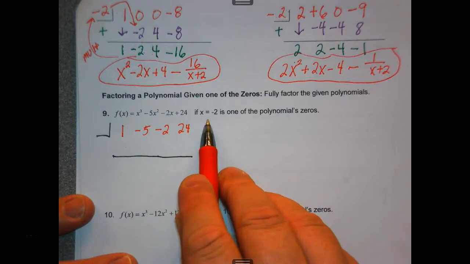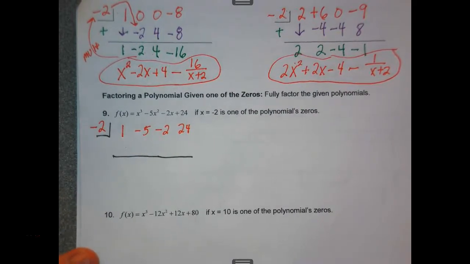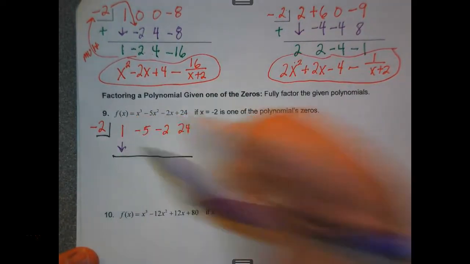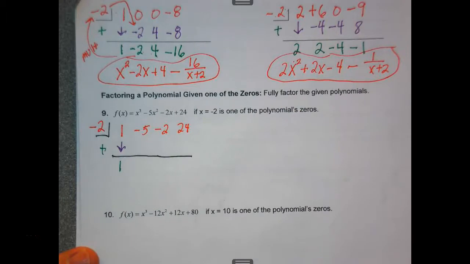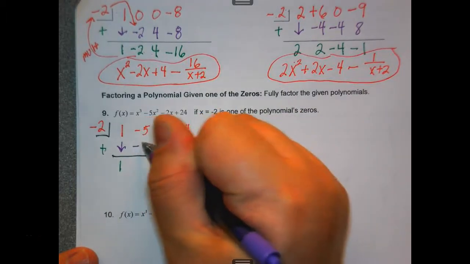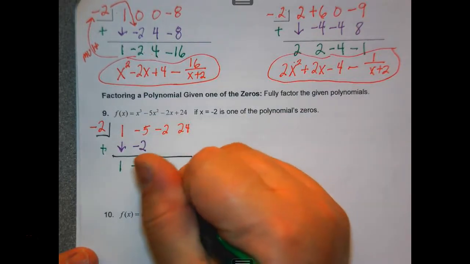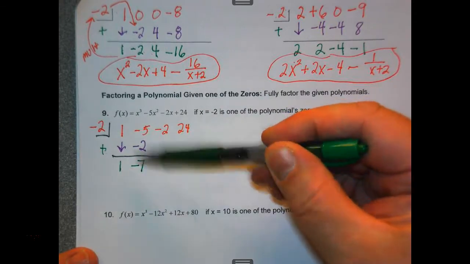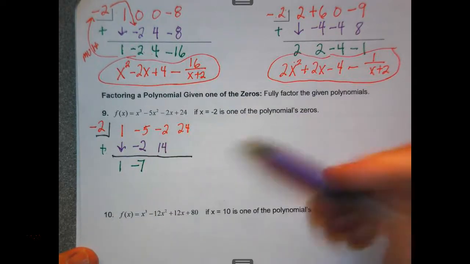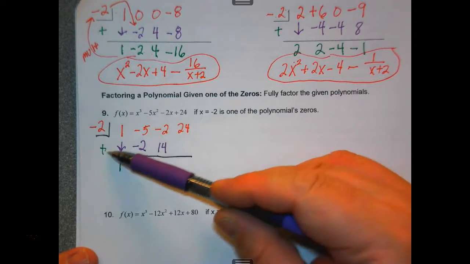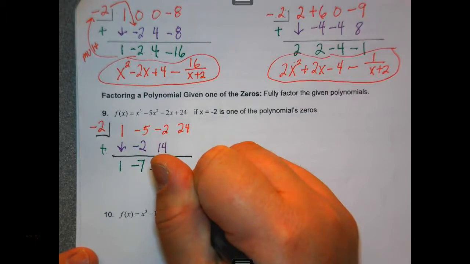No, you were right the first time. We already have x solved for, so it's -2. Okay, be careful with that. I'm going to bring down the 1. 1 times -2, -2. -5 plus -2, -7. -7 times -2, +14. -2 plus 14, -12. No, I'm sorry, +12.